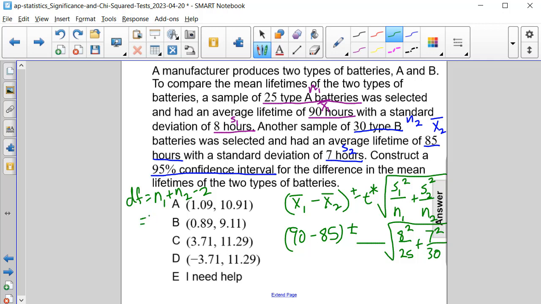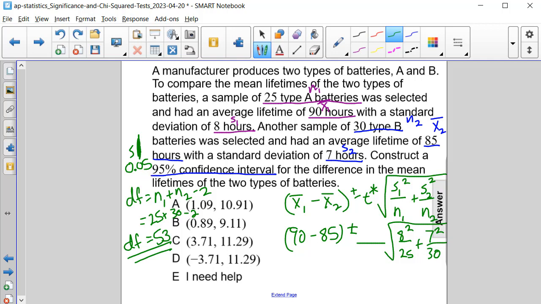So we would have 25 plus 30 minus 2, and that's going to be 55 minus 2, which is 53. So the degrees of freedom is 53. We need that, as well as our significance level. So our significance level, because we want a 95% confidence interval, is going to be 5/100ths.